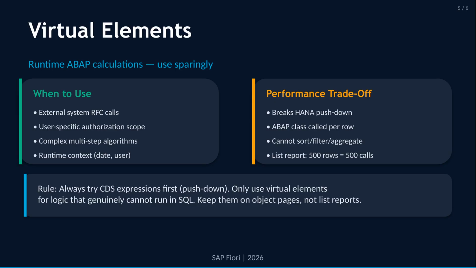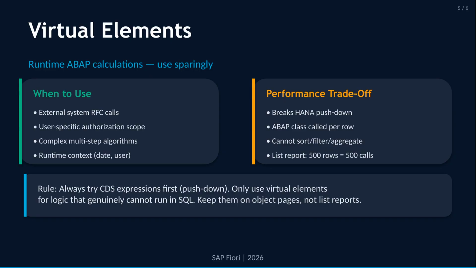Sometimes you need a field in your CDS view that cannot be computed at the database level. Maybe it requires a call to a remote system, a complex ABAP calculation, or runtime context, like the current user's authorization profile. This is where virtual elements come in. A virtual element is declared in the CDS view with the annotation @ObjectModel.virtualElement, and its value is calculated at runtime by an ABAP class that implements the virtual element interface. The Fiori app sees this field just like any other.